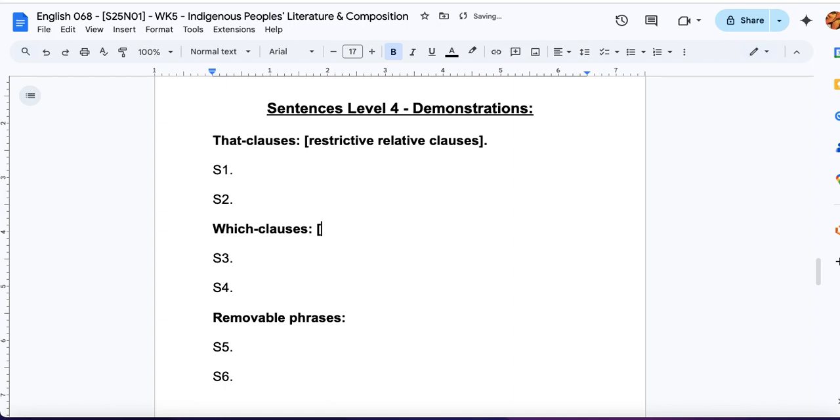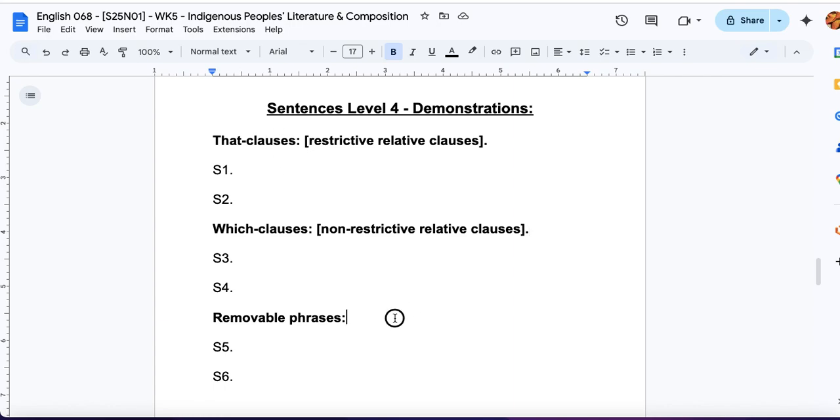With which clauses, however, these are the non-restrictive. These are just the grammar names. I try to simplify things, but the key point here with which clauses is that they are non-essential information, it's extra, and it can be removed without really altering the core idea too much.